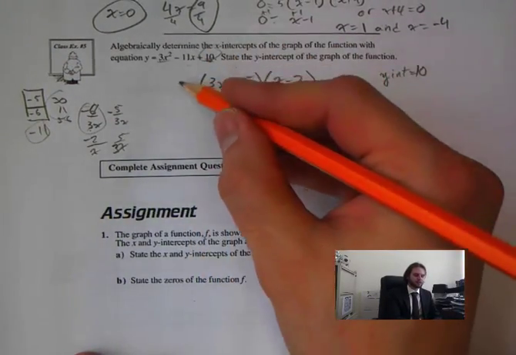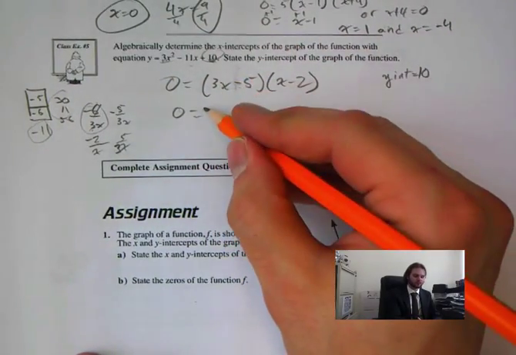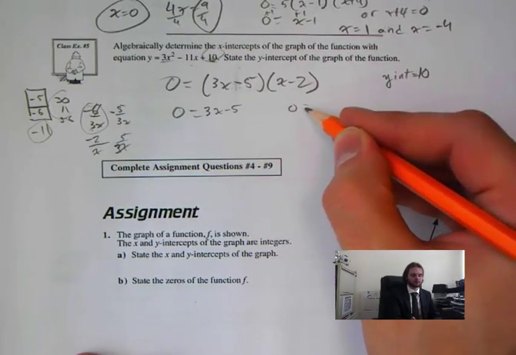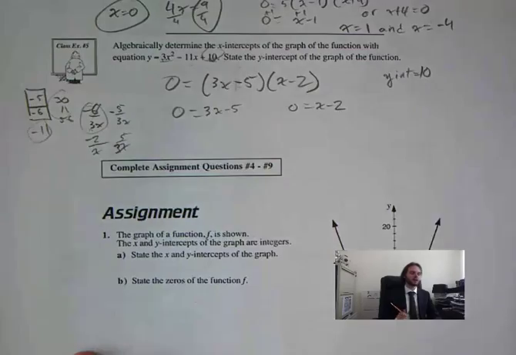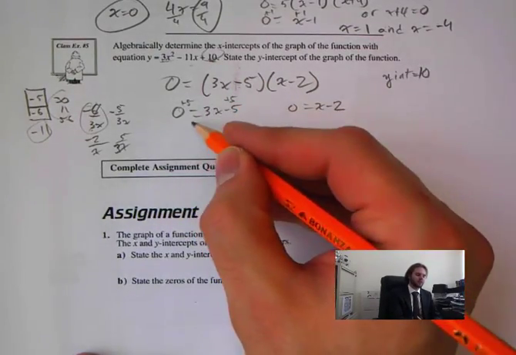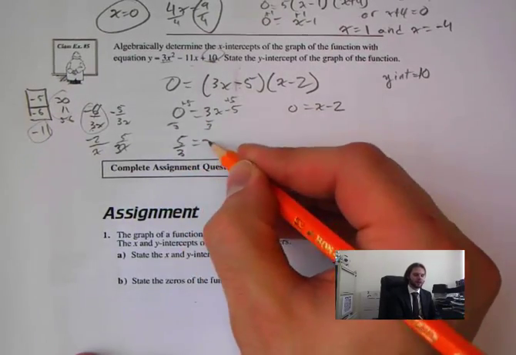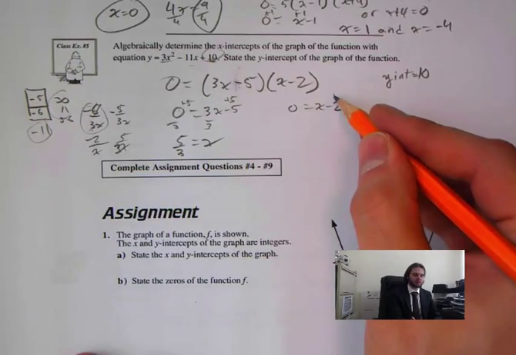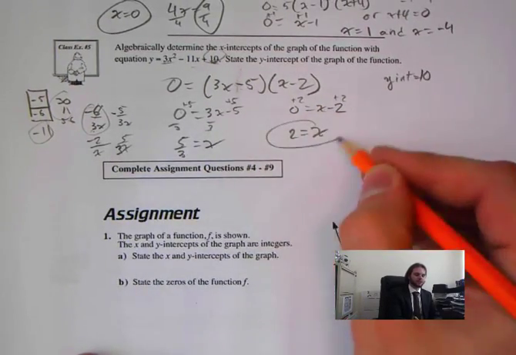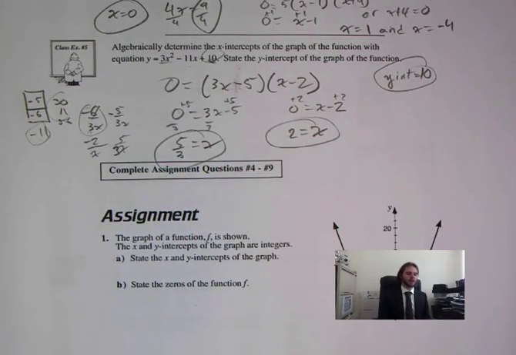So let's find my zeros. So we're going to say 0 is equal to that, or, alright, solve for each. I plus 5 for both sides. There we go. Divide by 3. So I get 5 over 3 is equal to x. And this one here, I just say plus 2, and I get 2 is equal to x. So these are my two solutions. And my y-intercept is 10.